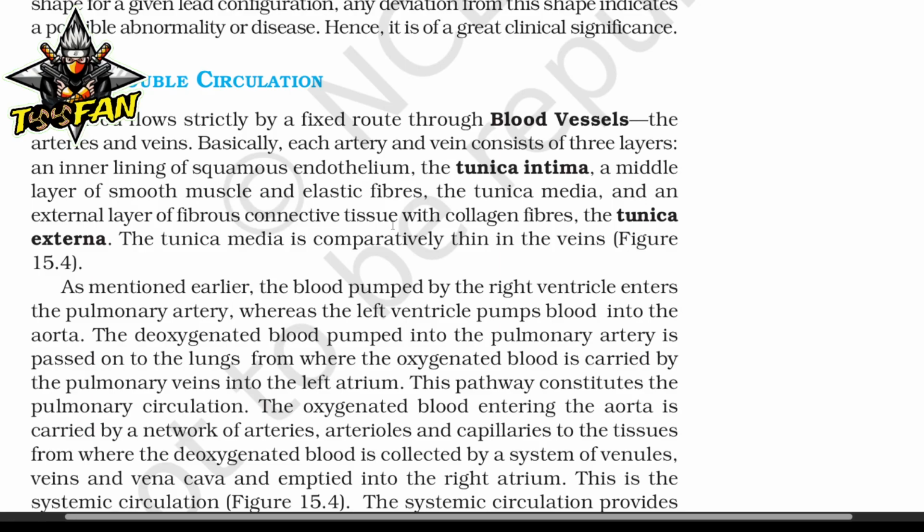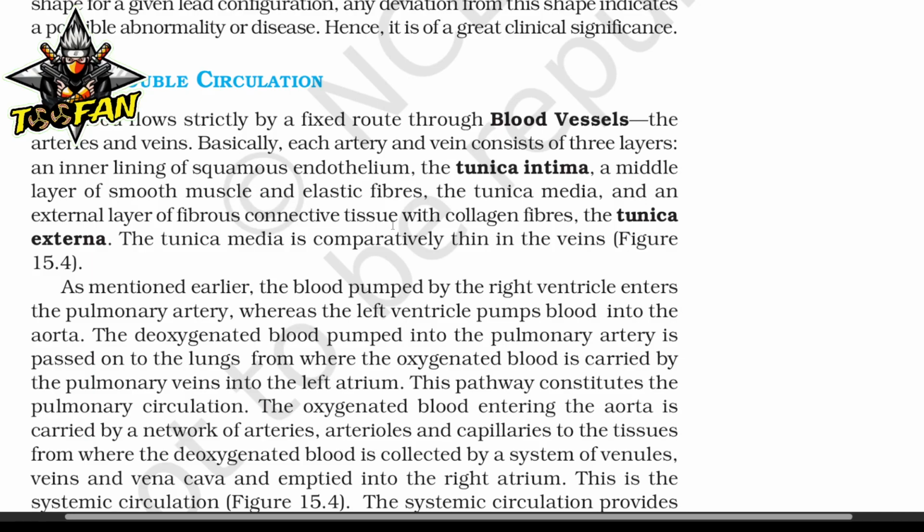As mentioned earlier, the blood pumped by the right ventricle enters the pulmonary artery, whereas the left ventricle pumps blood into the aorta. The deoxygenated blood pumped into the pulmonary artery is passed on to the lungs, whereas the oxygenated blood is carried by the pulmonary veins into the left atrium. This pathway constitutes the pulmonary circulation.